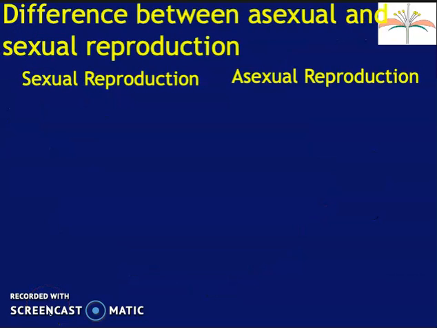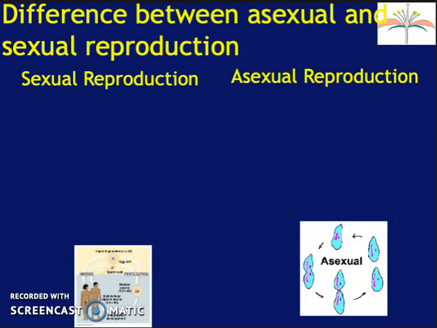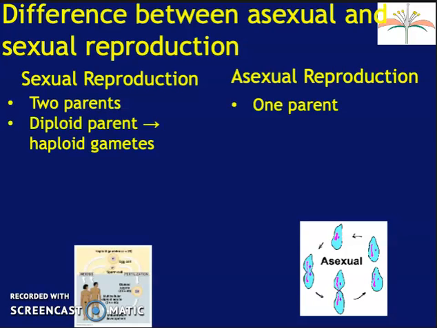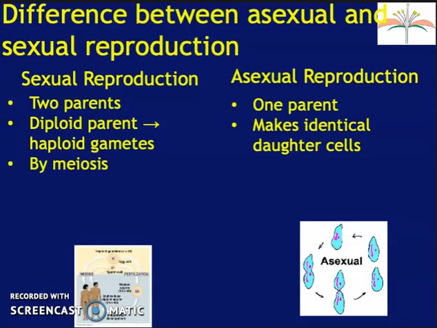So hopefully you've taken the time to figure out what you know about sexual and asexual reproduction, and you have come up with the conclusions that in sexual reproduction you have to have 2 parents, whereas you only have 1 parent in asexual reproduction. For sexual reproduction, your parents will be diploid and they'll produce haploid gametes, whereas there are no gametes formed in asexual reproduction, but you make identical daughter cells. In terms of the manner in which cell division occurs, in sexual reproduction you have to use meiosis to make your haploid gametes. In asexual reproduction it's by mitosis.